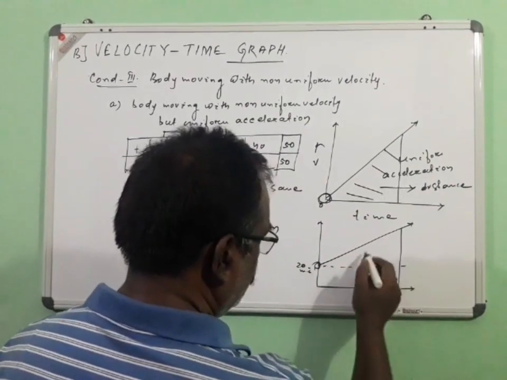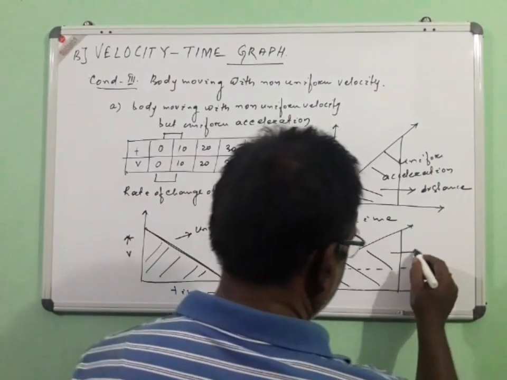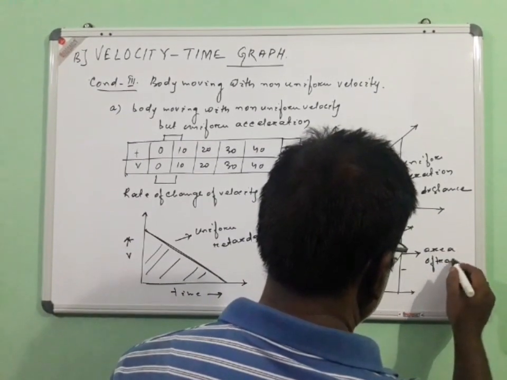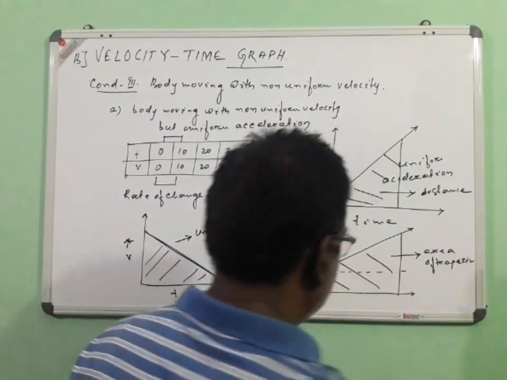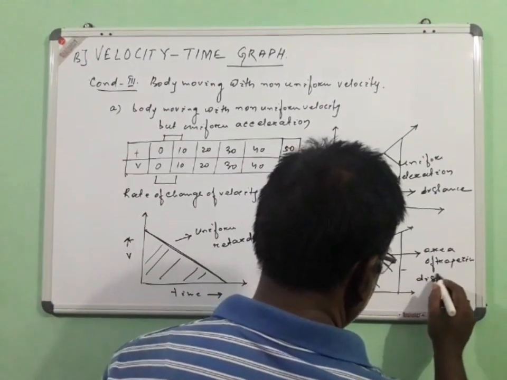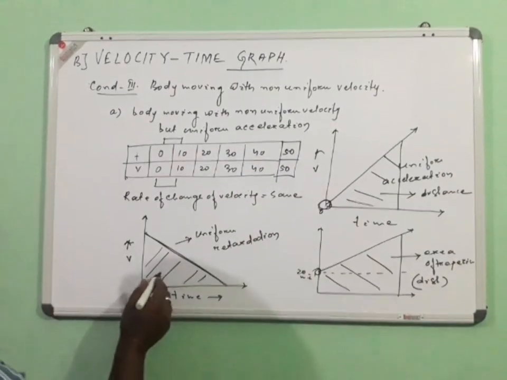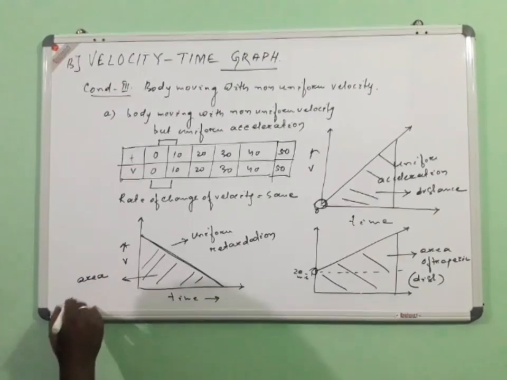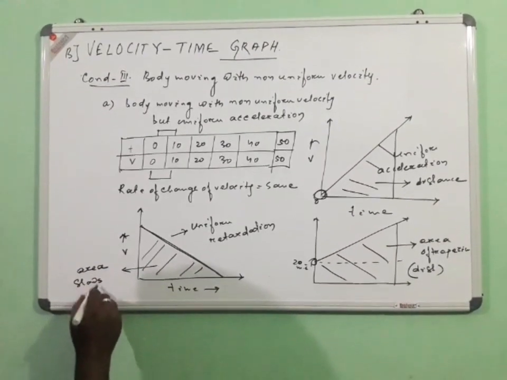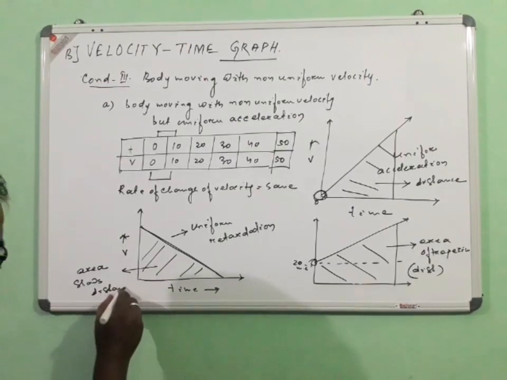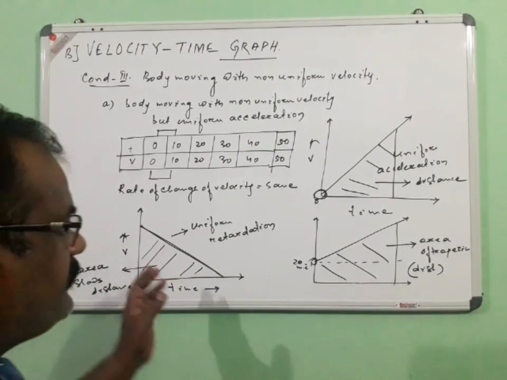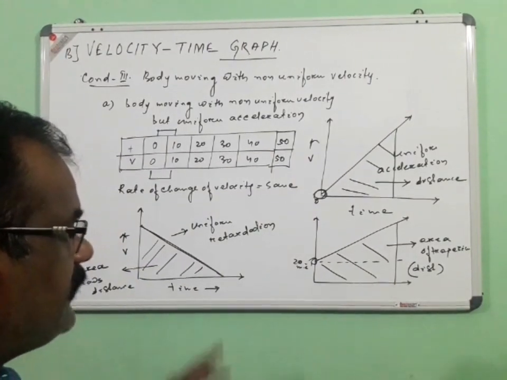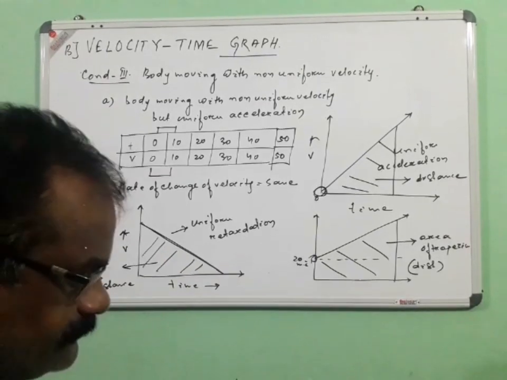The area of this trapezium, the entire trapezium, indicates the distance covered, or in such cases the area of this triangle also shows the distance. So in all these cases, at every instant of time we can find out the distance, and the total distance covered will be equal to the area of the graph plotted in between these two.